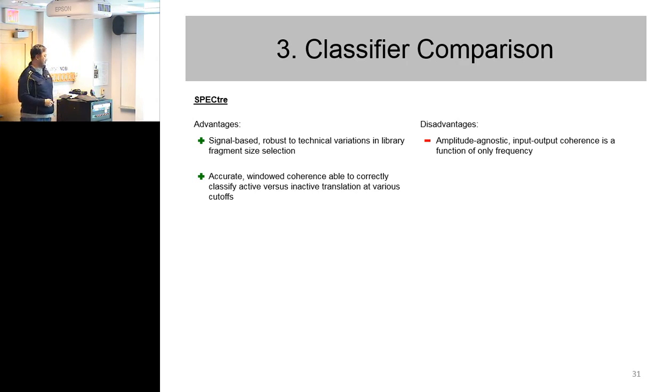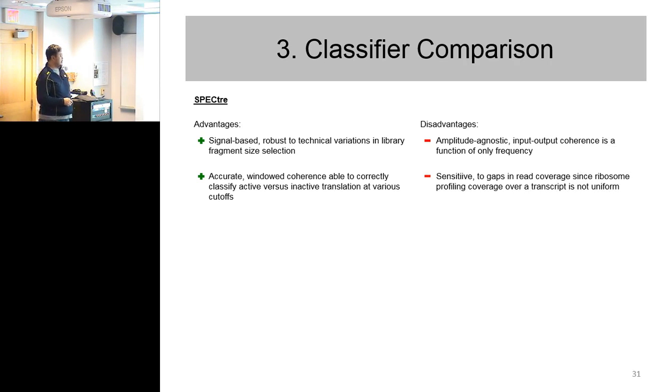It seems to be quite accurate, especially when you start breaking it down into windows across a transcript, and more so when you start looking at defined points of what is considered actively translated and those that aren't. And like I mentioned, it's sensitive to gaps in read coverage, since ribosome profiling coverage isn't always uniform or robust across all transcripts equally.